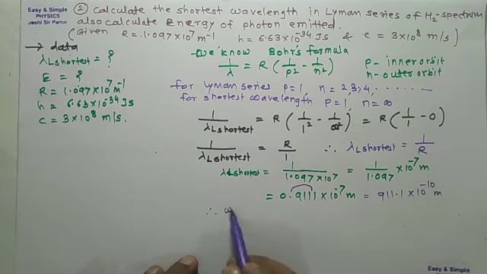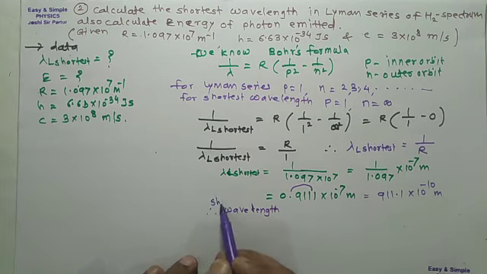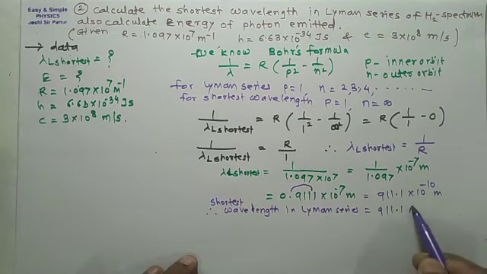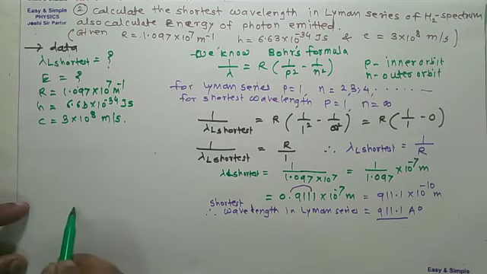So the wavelength, or shortest wavelength in Lyman series, will be 911.1 angstrom unit, or we can say 912 angstrom unit. But here we can find energy. So according to Planck's constant, energy is equal to h nu.